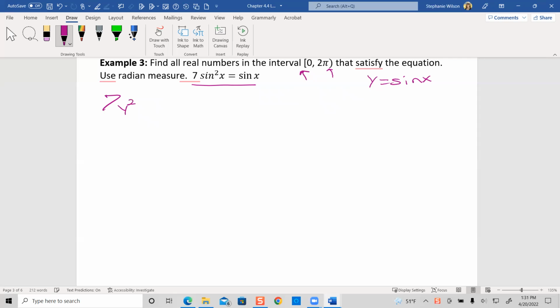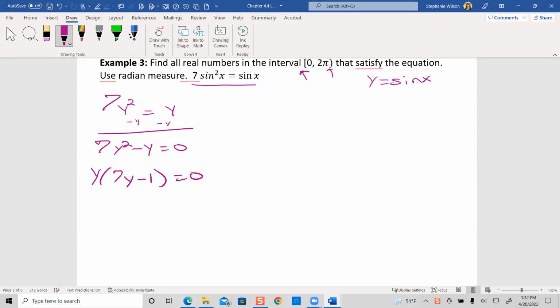I get 7y squared is equal to y. And I can write it where the y values are all on one side by subtracting the y from both sides. And now I get 7y squared minus y is equal to 0. And I have a quadratic. And I also notice that I have a greatest common factor, which is y. So let's factor it out.